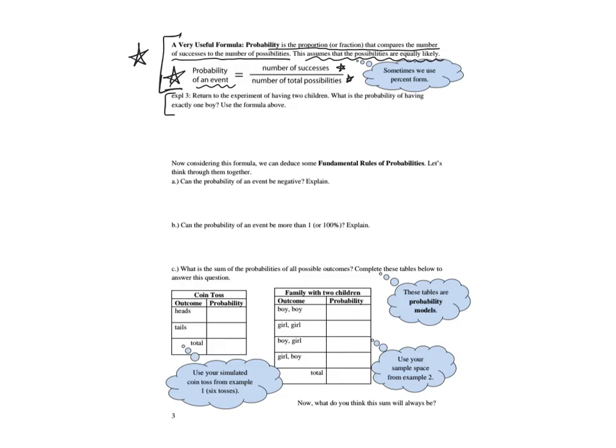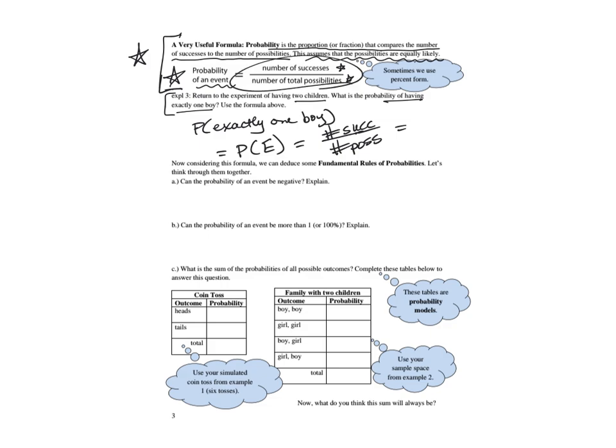Return to the experiment of having 2 children. What is the probability of having exactly 1 boy? So I will write it as this, but remember how we defined that as the event E? I could write it as P of E. Now, I want to think about number of successes over number of possibilities, and that is so key. That's all that formula is. That is so key. Think about this.